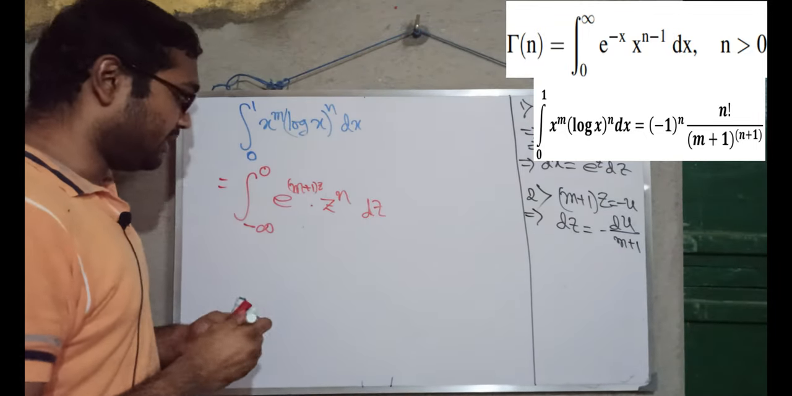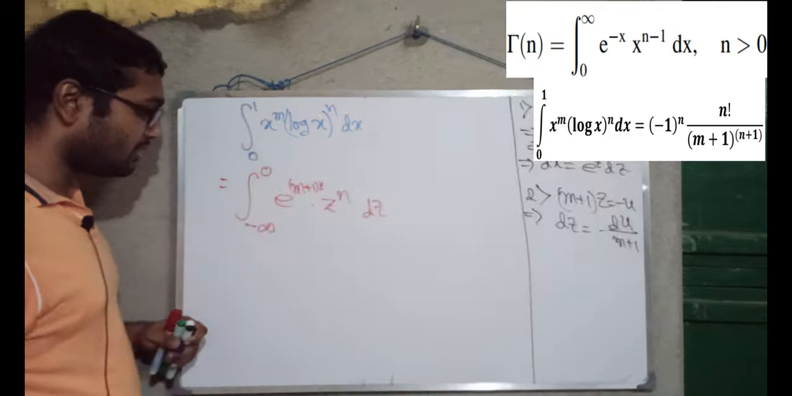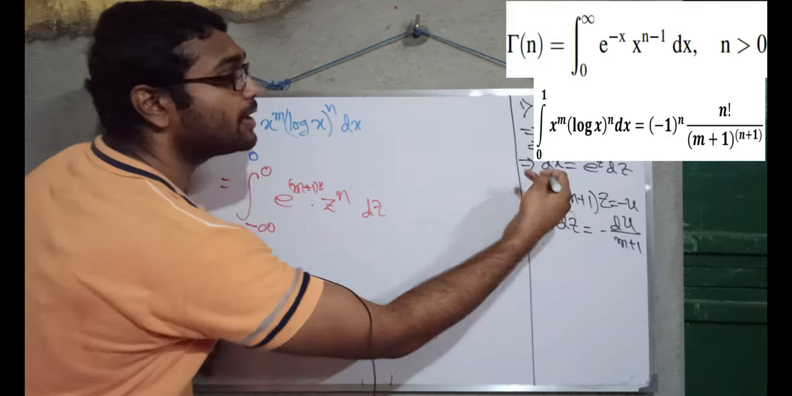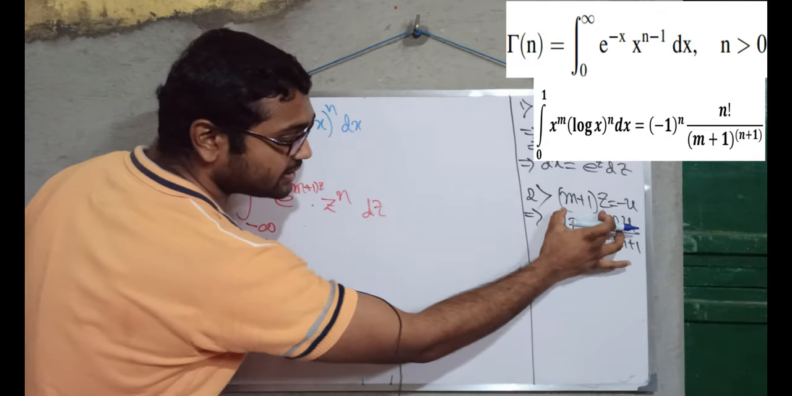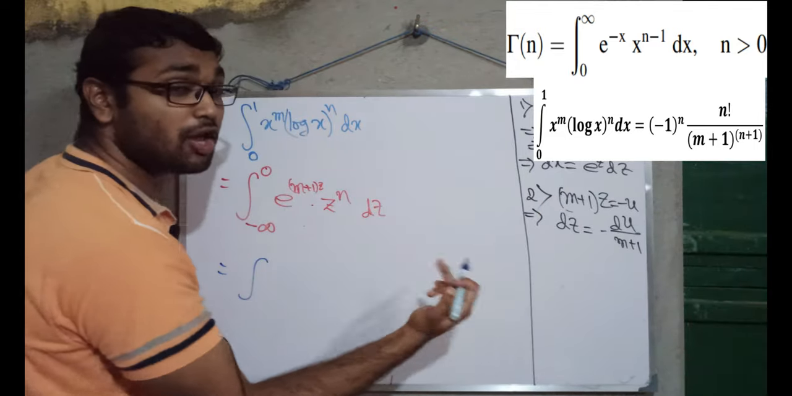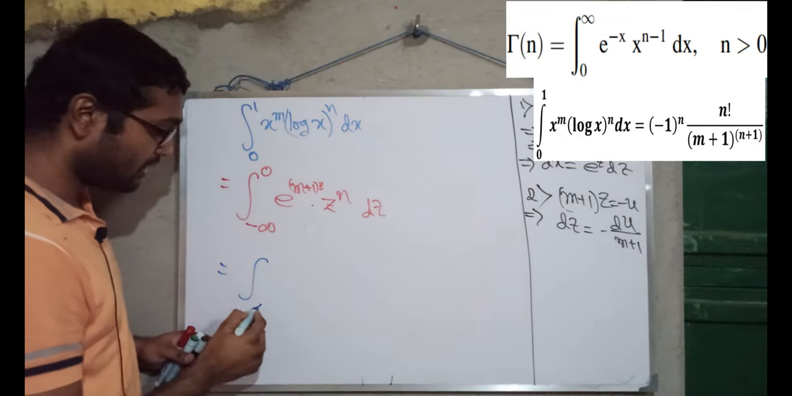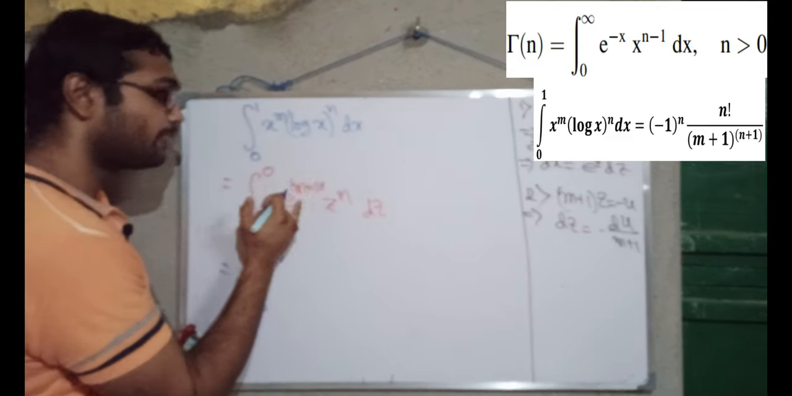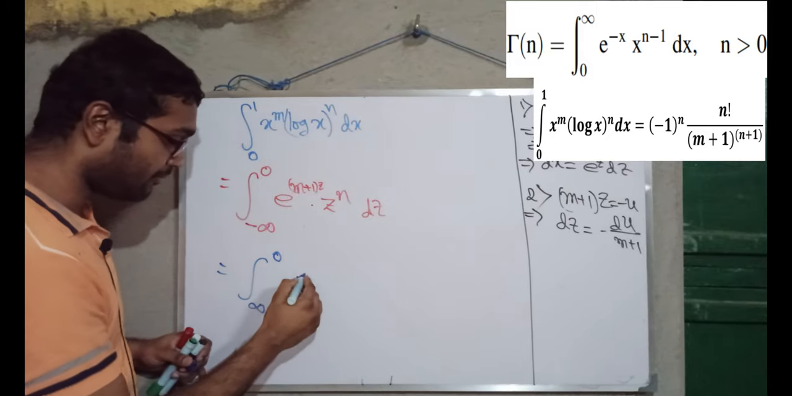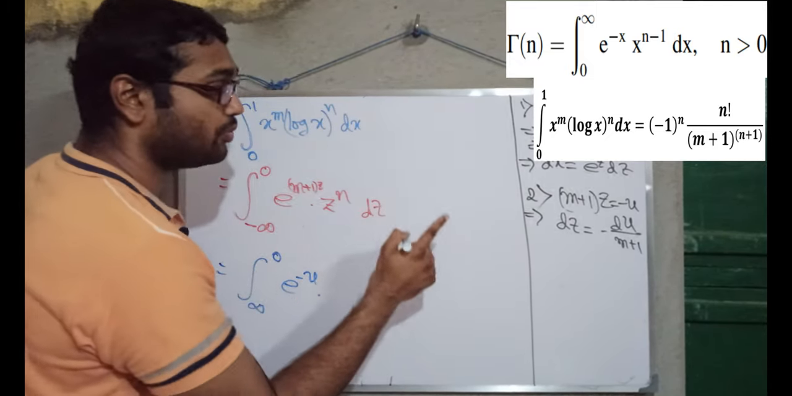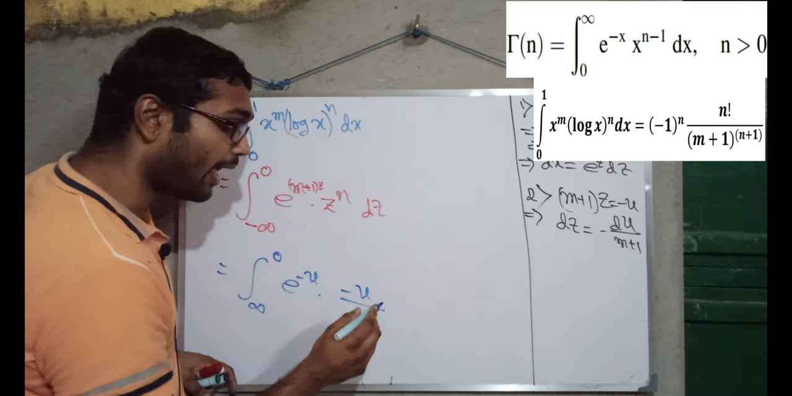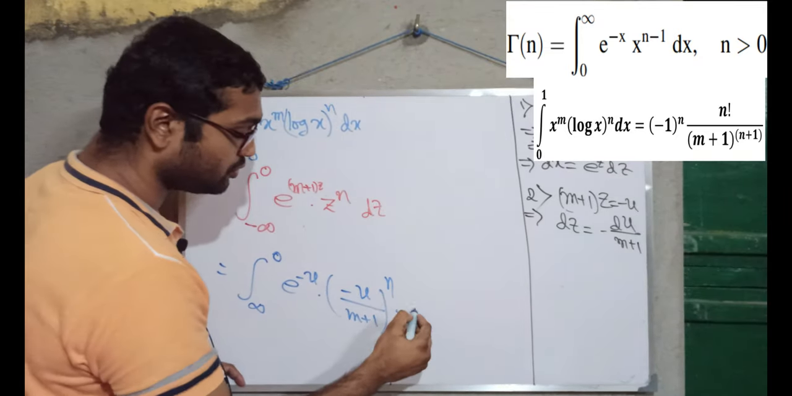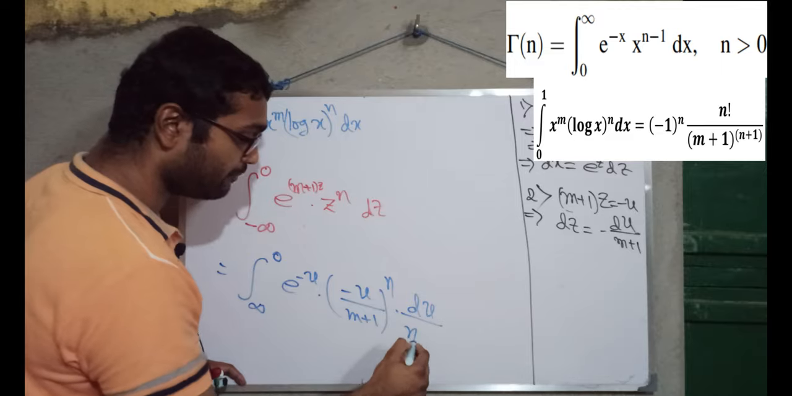Okay, then lots of things are there to do. So first of all, this minus infinity, if we put it here, it will be converted for u. It will be minus infinity in this side, minus u in this side. So this one will be u equal to infinity. I mean, the limit for u will be infinity. This one will be 0, obviously. And then e to the power (m plus 1)z will be converted into e to the power minus u. Then z will be converted into minus u by m plus 1 whole to the power n. Dz will be converted into minus du by m plus 1.